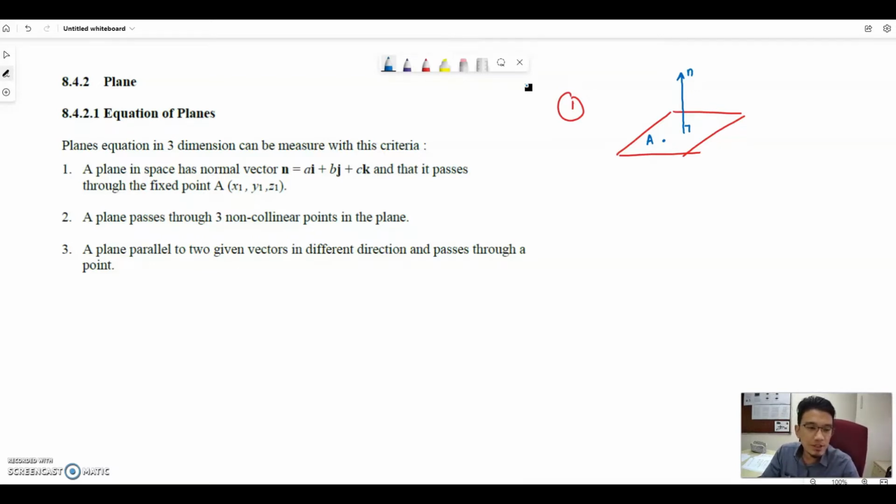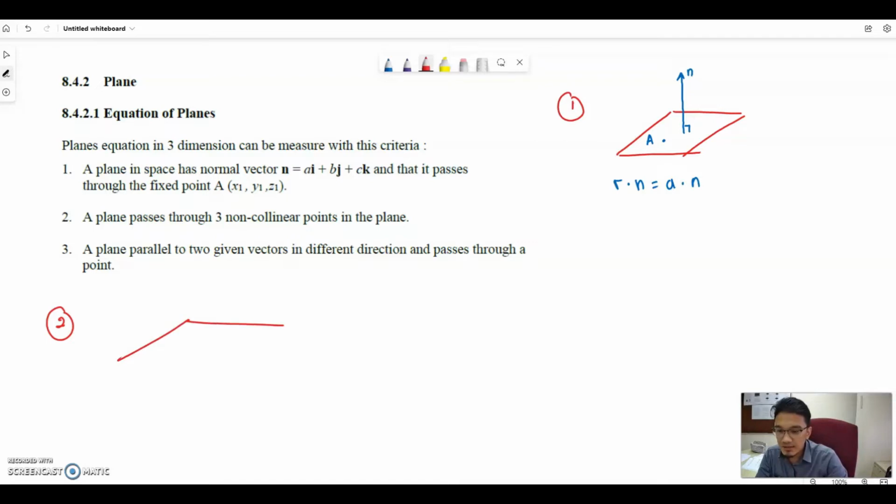So the vector equation of this plane is r dot n equal to a dot n. Later on I will explain more detail about this. Now let's look at criteria number two. Criteria number two is a plane passes through three non-collinear points in the plane.